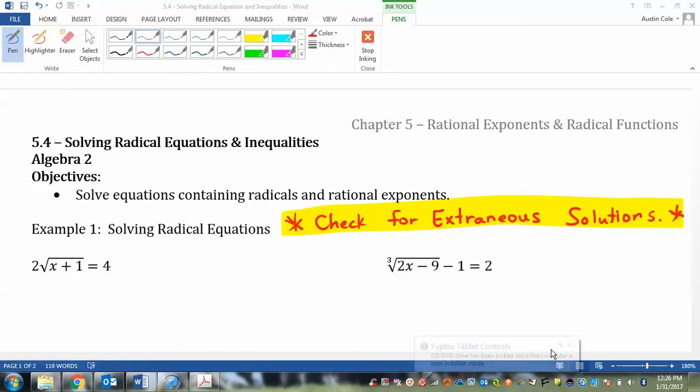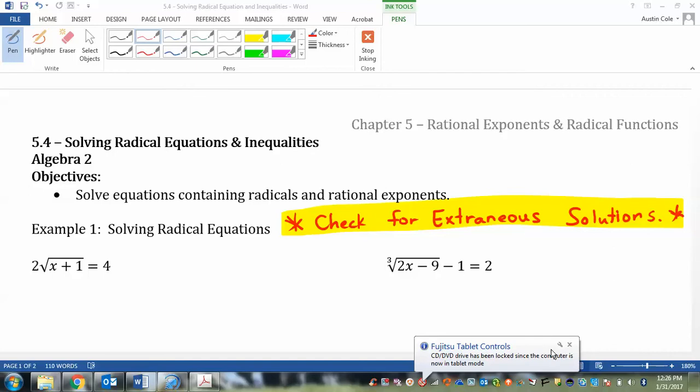Okay, we just wrote down check for extraneous solution. Here's what an extraneous solution is. An extraneous solution is an answer that you get, but when you plug it back in, it does not work. What? Okay, now why does this happen?